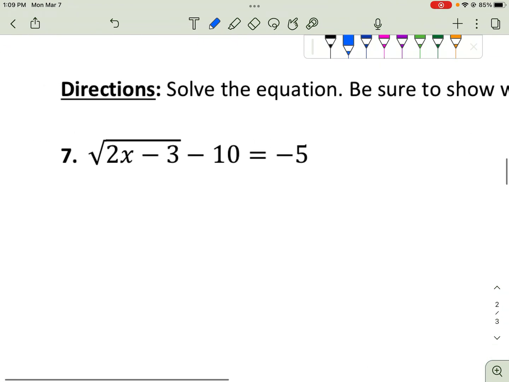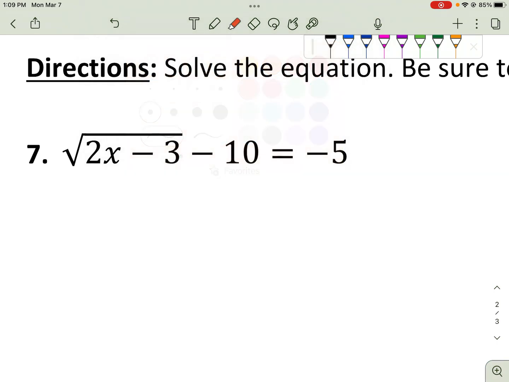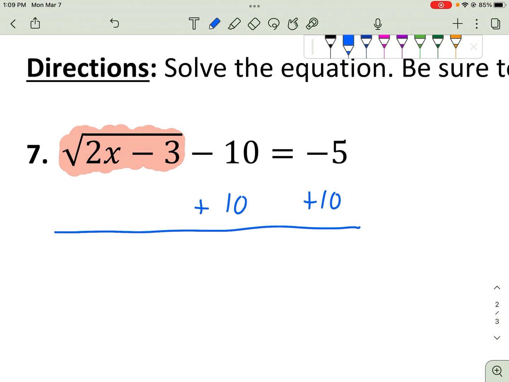And then that leaves us with solving equations. When we solve equations, the first thing you want to do is isolate the radical. So whatever's underneath, doesn't matter. Get that whole thing by itself, so we've got to get rid of this 10. So first we're going to add 10 to both sides. I'll show all the steps. So you get square root of 2x minus 3 equals 5.